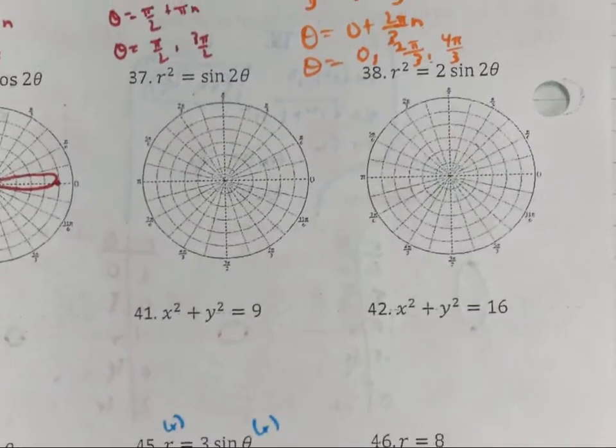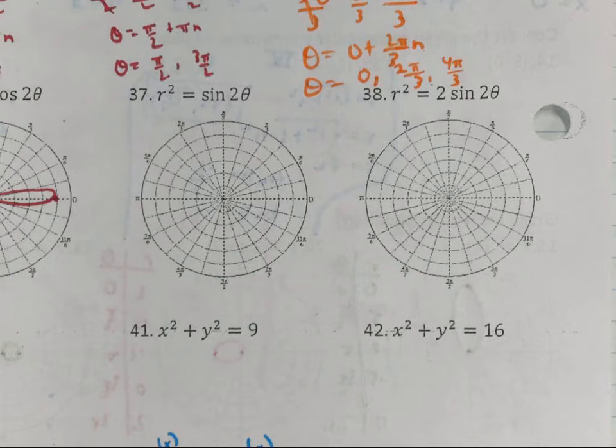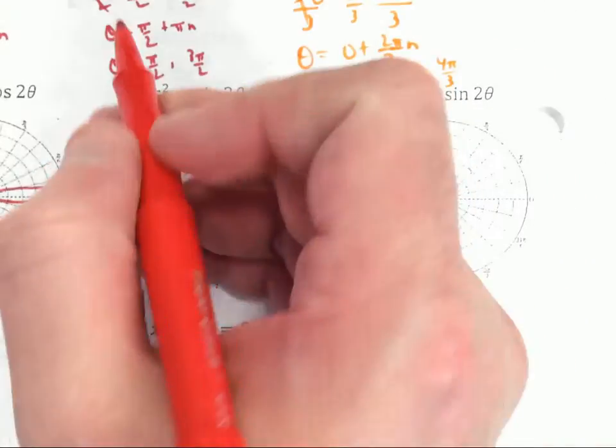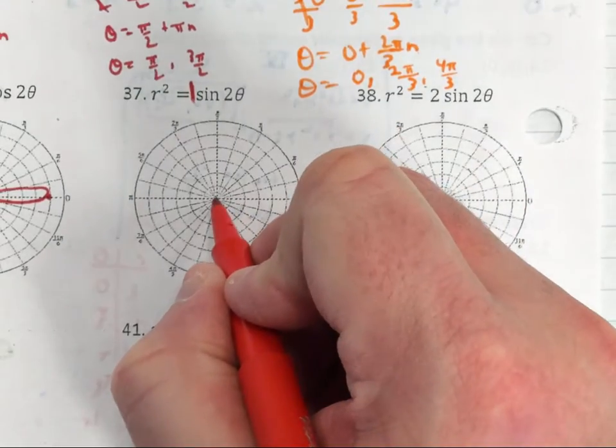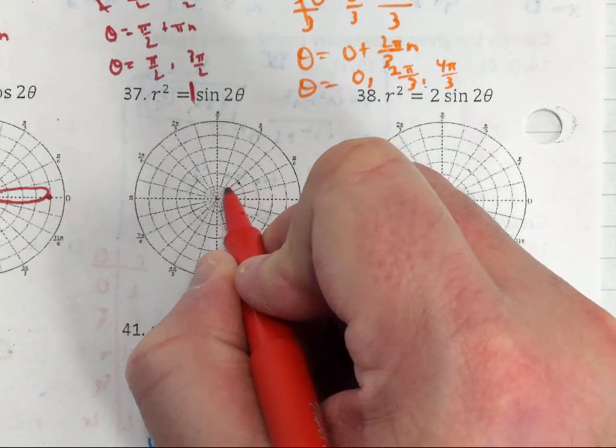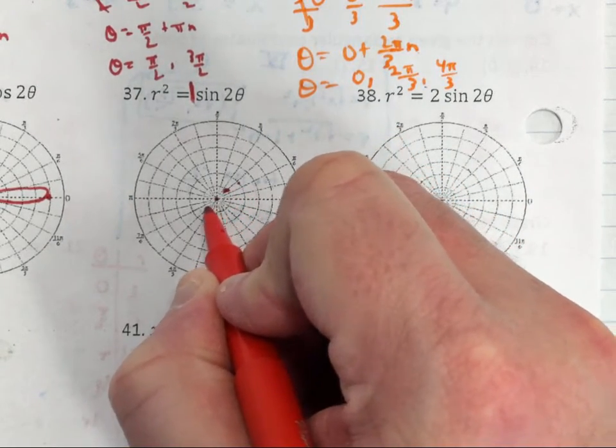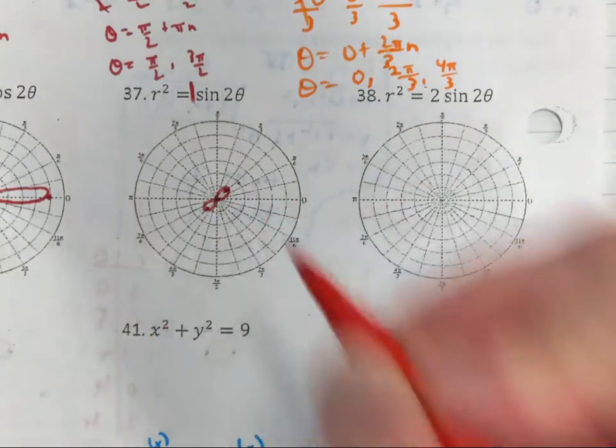Now yesterday, did we do 37, 38 yesterday? Okay, those are lemniscates. Remember, cosine is always on the horizontal axis, sine is always going to be on the what? Pi over 4. You take the square root of what's in front of here. What's the square root of 1? So I'm going to go up to ring 1 on the pi over 4 and make an infinity sign.